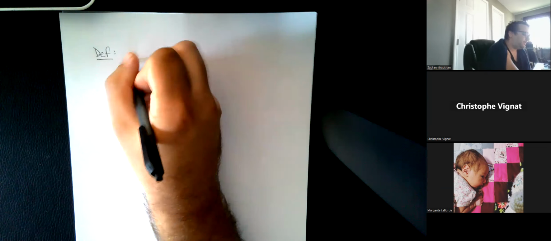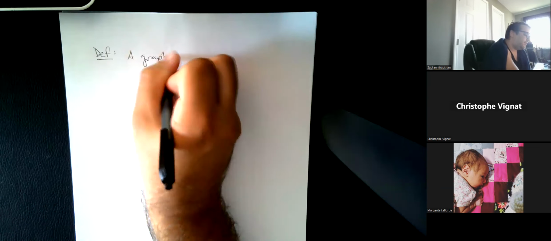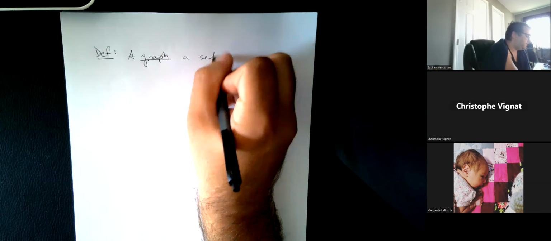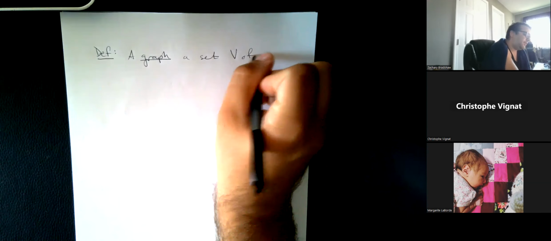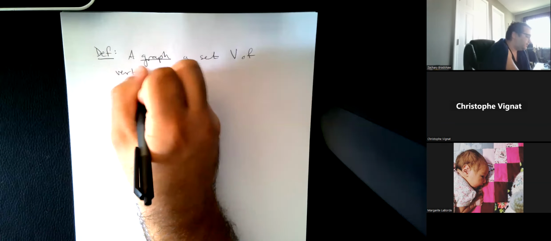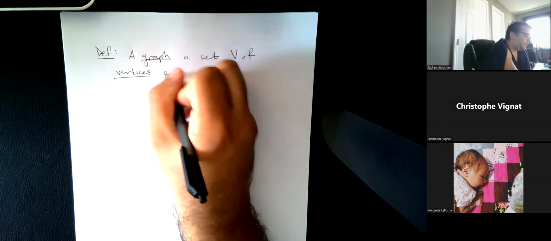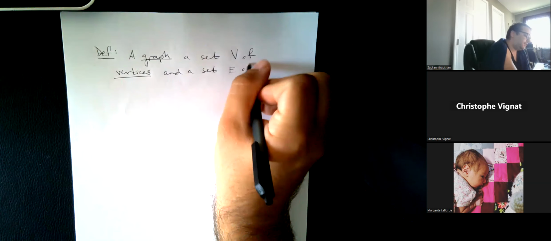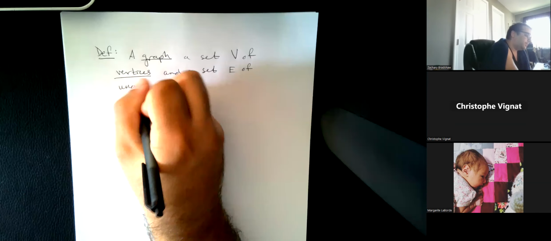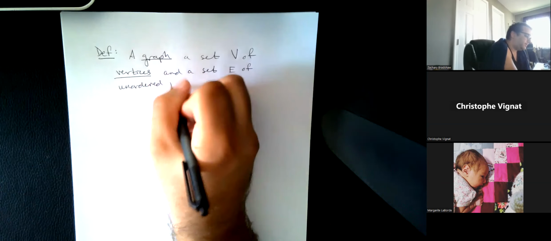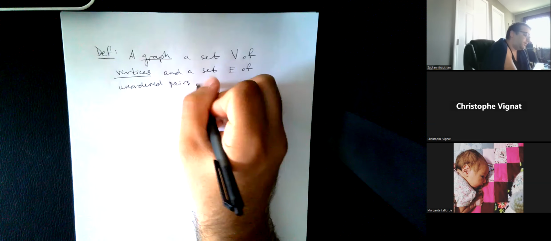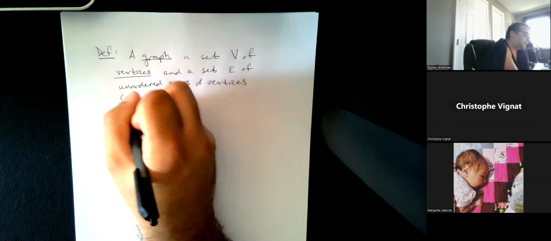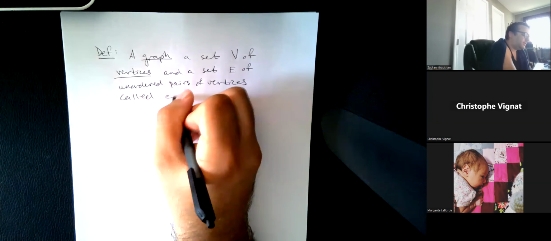So a graph, for us, will just mean a set V of vertices and a set E of unordered pairs of vertices. And these will be called edges.